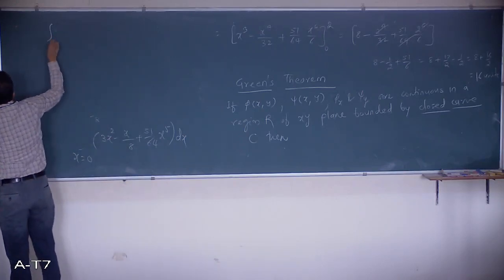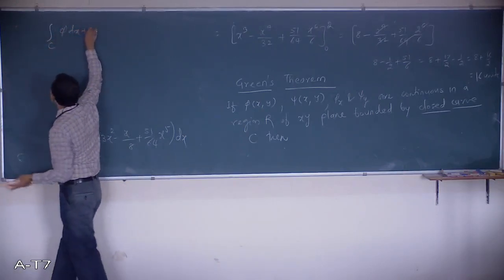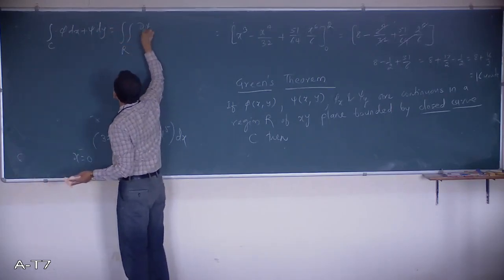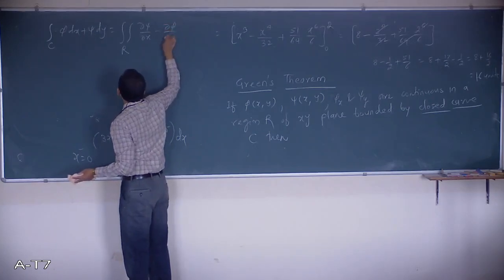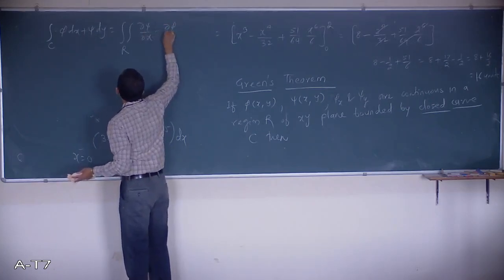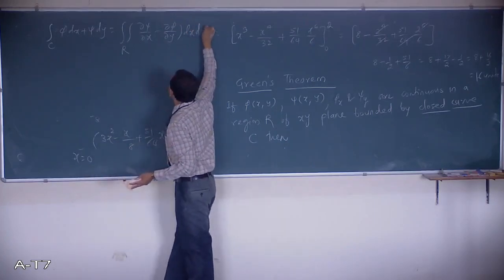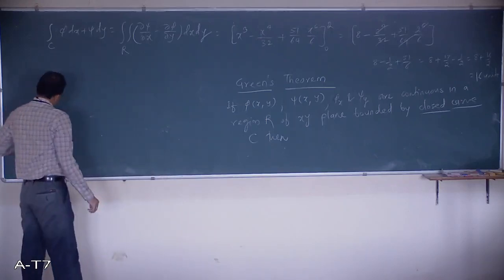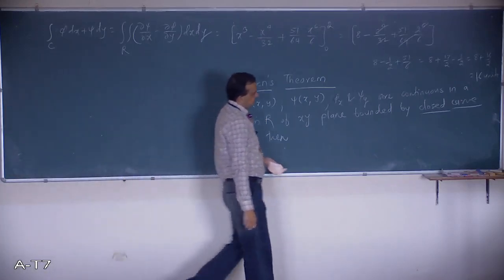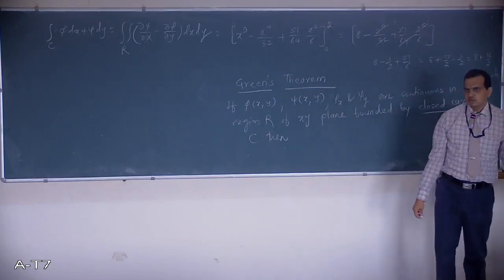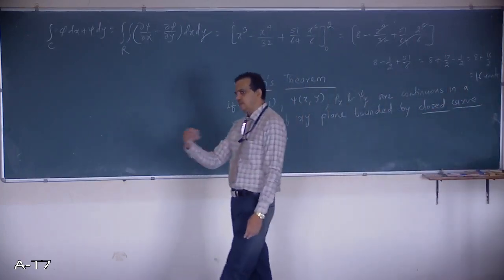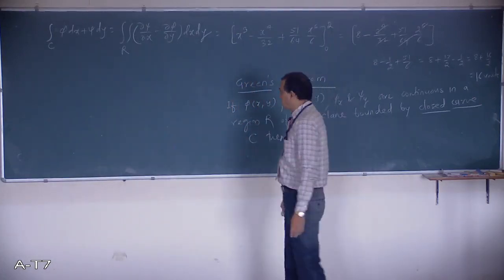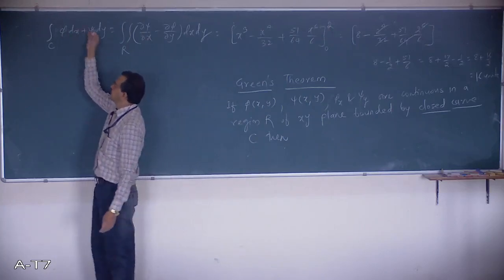Then the integral of phi dx plus psi dy is the double integral over R of psi by dx dy. So one thing you notice here, we are in the plane, so your R is dx i plus dy j, which means dr is equal to dx i plus dy j, no z coming up. And then some particular expression we are taking where phi dx and psi dy.